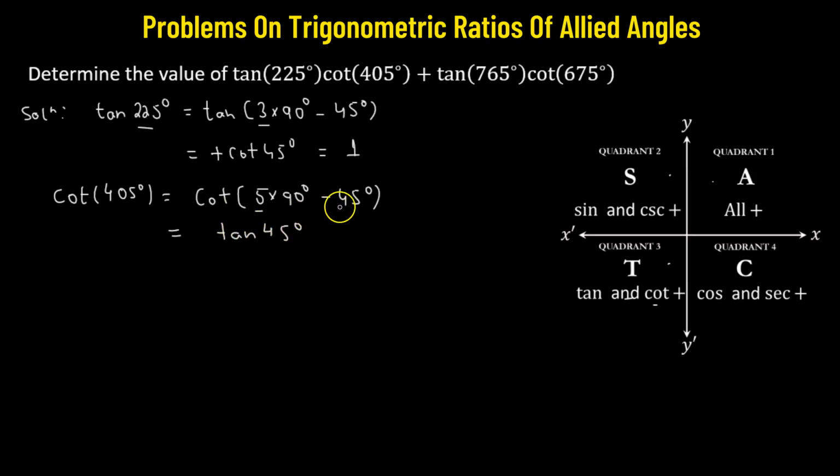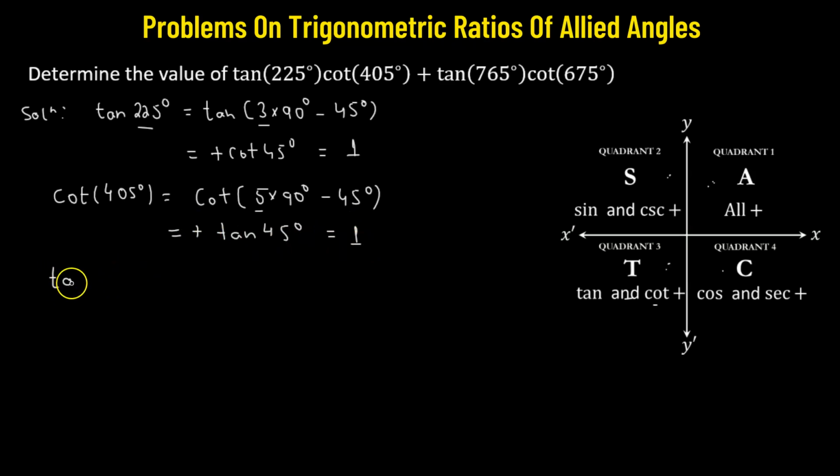So let's check in which quadrant we lie. We have 1 times 90, 2 times 90, 3 times 90, 4 times 90, 5 times 90. That means we are in the first quadrant. Now we are also subtracting 45 degrees from it, which is an angle lying between 0 and 90. That means we are still going to lie in the first quadrant. Here all the trig functions are positive, so our value is going to be positive tangent of 45 degrees, and that gives us positive 1.